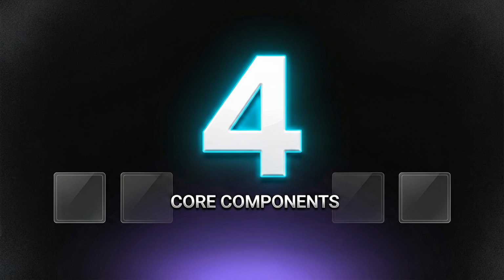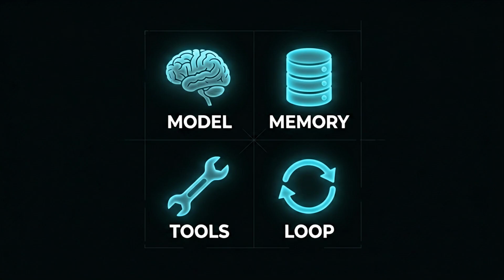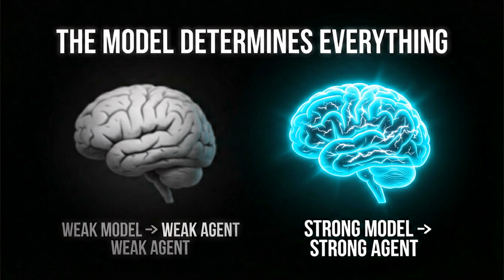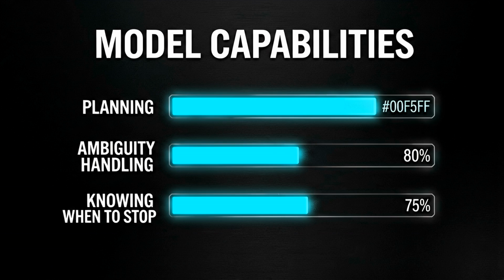Stay with me here. Every agent has 4 core components: a model, memory, tools, and a loop. The model is the brain. It is the LLM doing the reasoning. Without a strong model, you have a weak agent. The model determines how well the agent plans, handles ambiguity, and knows when to stop.